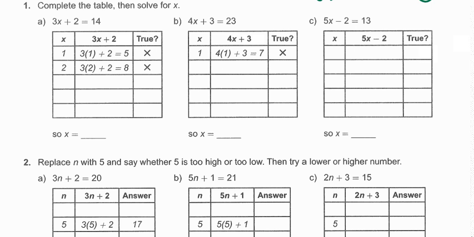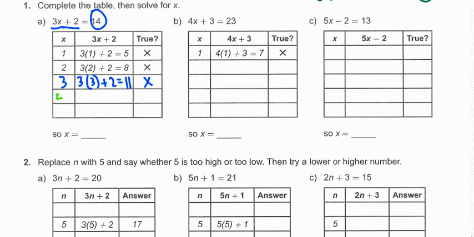So they've done the first two for us. Let's try 3. So we go 3 times x. In this case, we're going to put a 3 where the x goes from this equation up here, plus 2 equals, what is that? That's 11. Is that true for our answer up here? No, it is not. So that does not work. Okay, let's try another color.